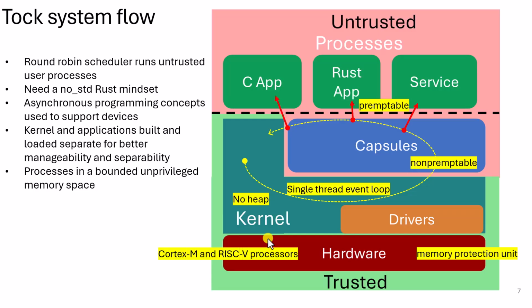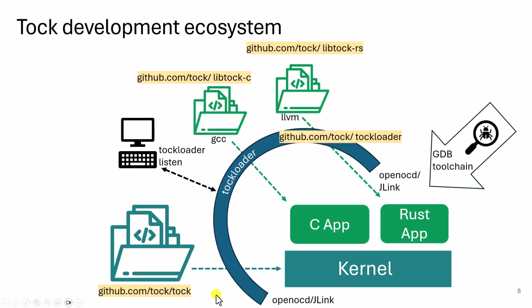Now, how do you actually develop for the Tock system? The tools for the Tock development ecosystem can pretty much be found on Tock's GitHub. There's the kernel repository, which is Tock, and then there are application examples. There are C application examples, which is their libtock-c repository, and there are also Rust application examples, which is their libtock-rs repository. These examples also have different APIs to help make development easier for applications.